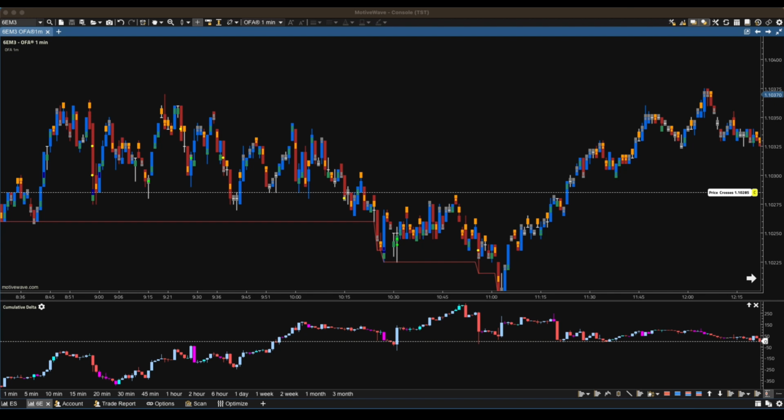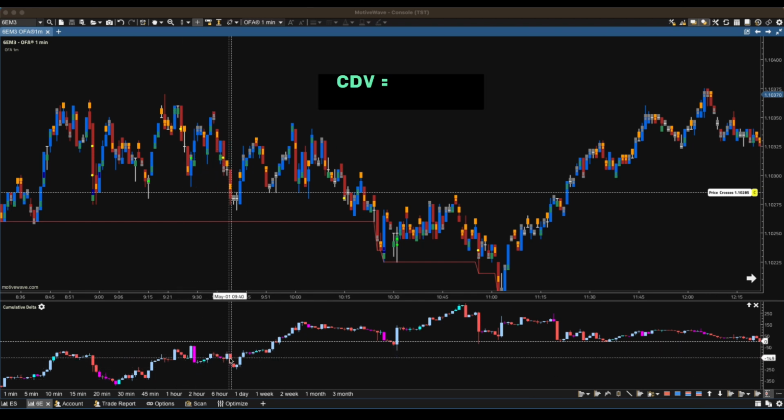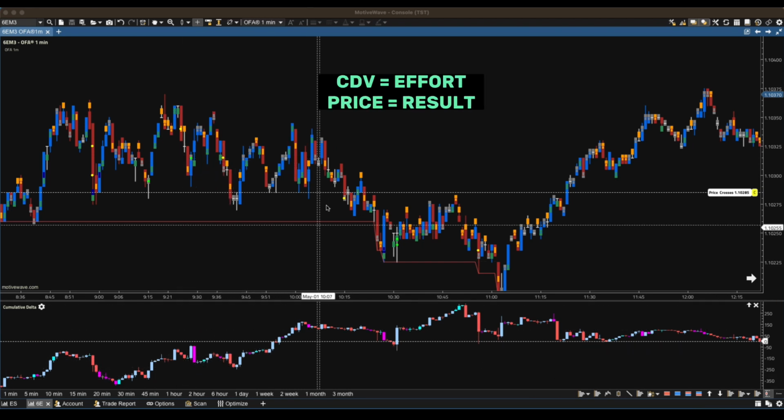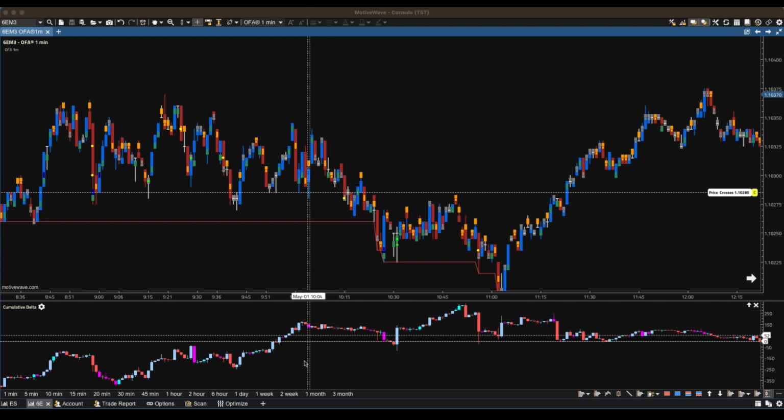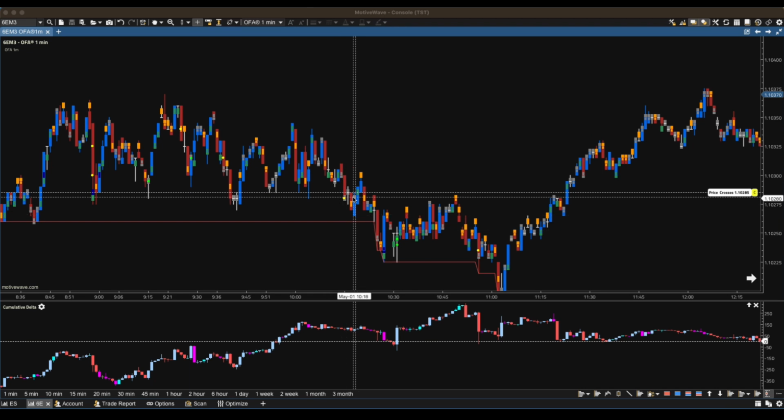The first thing I want to bring out is the relationship between effort and result, where the CDV represents the effort and the price represents the result. This indicator becomes useful only when related to the price. The thing you need to ask yourself is: is price doing what the CDV is telling me?